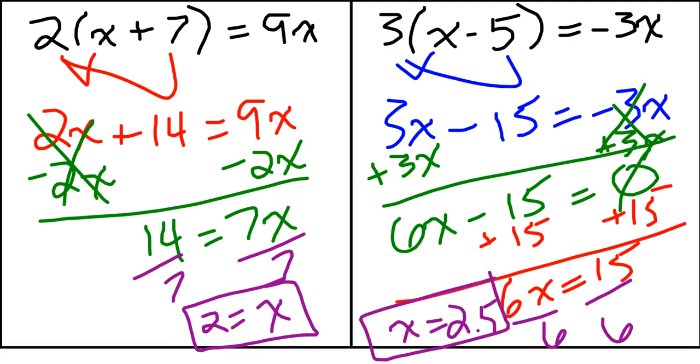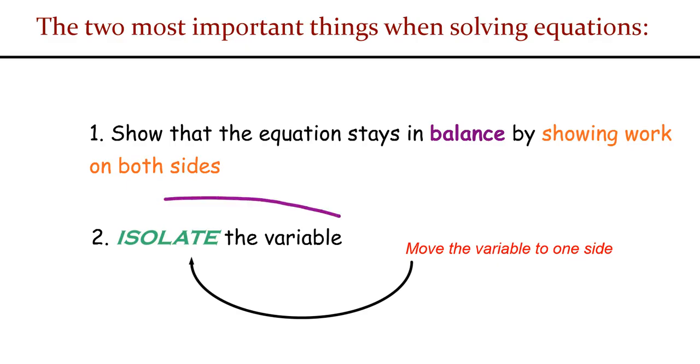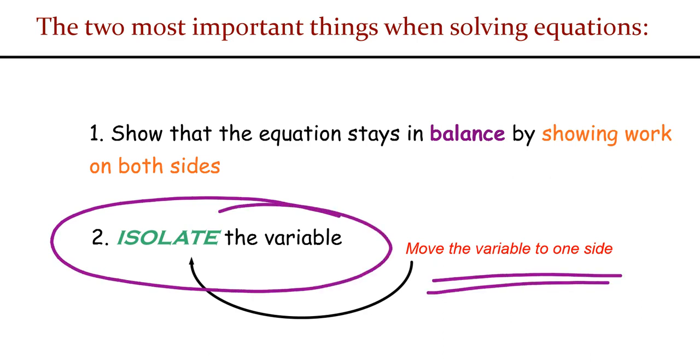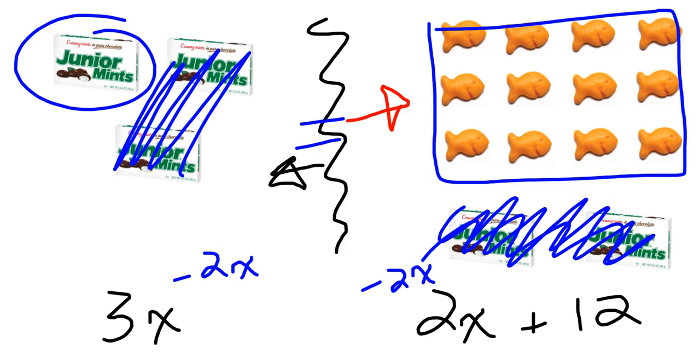So solving multi-step equations when you have variables on both sides acts exactly like solving equations when you have variables on one side, except the extra step that we need to take of isolating the variable, putting it all on the same side, can be thought of exactly like solving equations based in junior mints and goldfish. Taking away 2x from both sides leaves 2 fewer x's, or 2 fewer junior mint boxes on each side. So if you have a 7x that you need to remove, you can subtract a 7x.